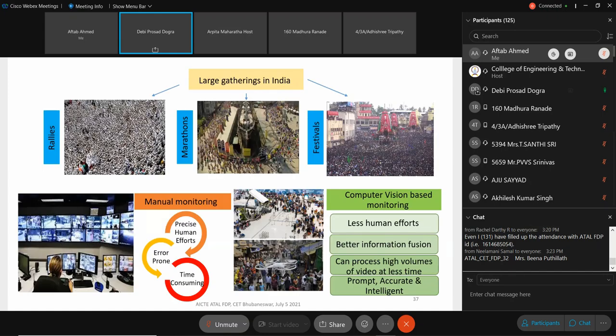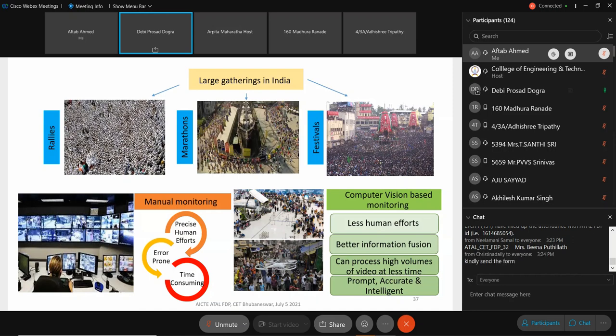Let's take some examples like this. Not all of these gatherings are in India, obviously, but some of them are. Particularly, look at the right side. We all know this event is coming, Rath Yatra, where lakhs of people gather, and obviously you need good surveillance which can understand whether the crowd is becoming unstable at some point of time.